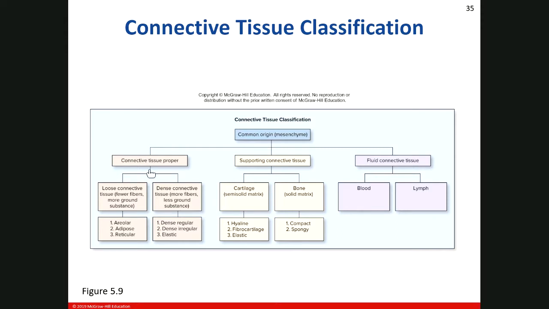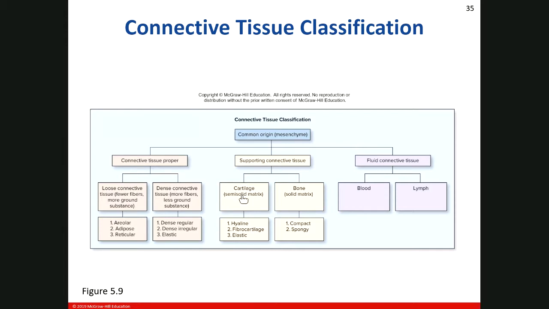So we break connective tissue proper down into two subcategories, loose and dense. And then each of these categories has three specific subcategories. So loose has areolar, adipose, and reticular. We're going to go through this. And then dense connective has dense regular, dense irregular, and elastic. Now moving over to the supporting connective tissue, we just have two. This is easy: cartilage and bone.